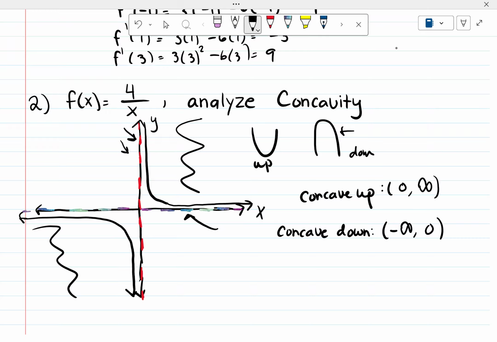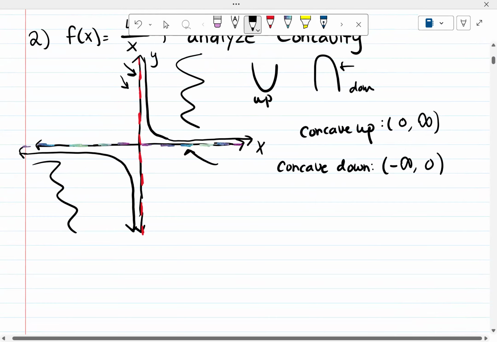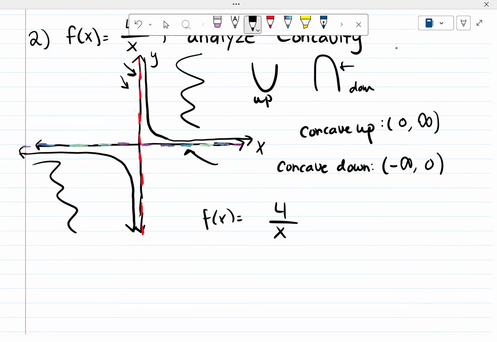Now, let's say you didn't have a graph, right? Could we still figure it out? Let's say they just gave you the function f of x equals 4 over x, no graphs, and they want to know where it's concave up and concave down. So concavity is always the second derivative, right? First derivative is related to increasing and decreasing.